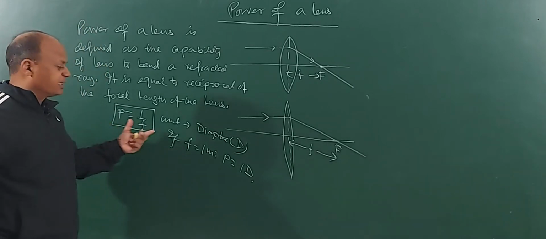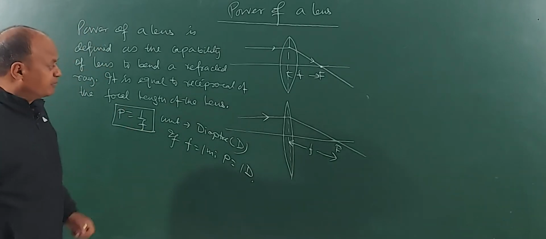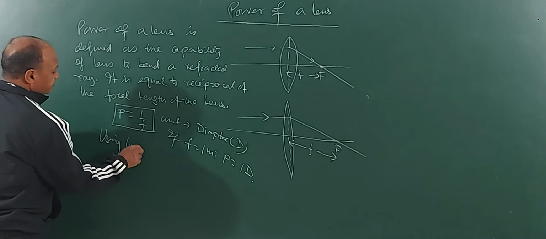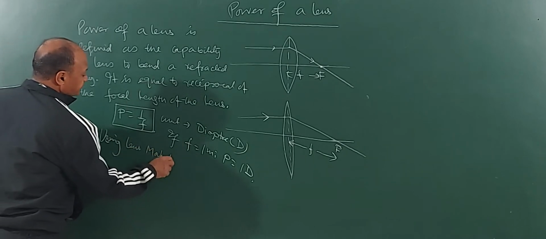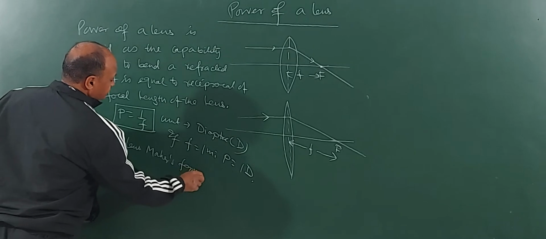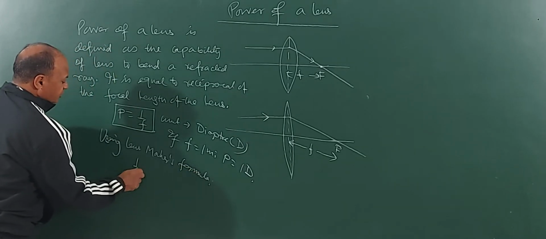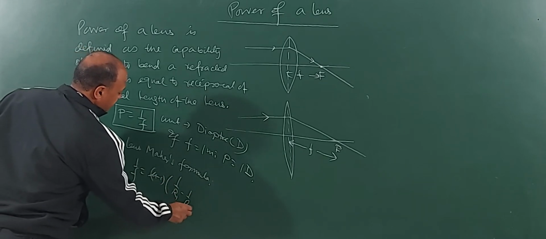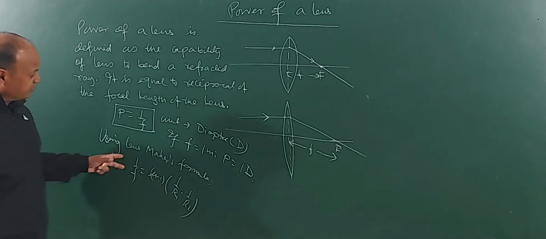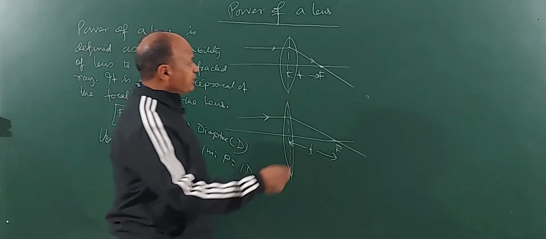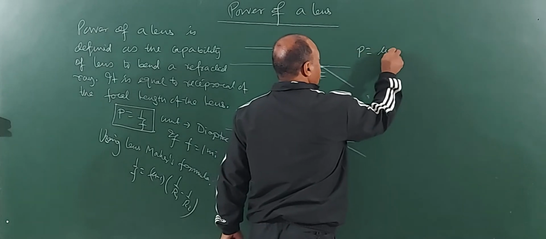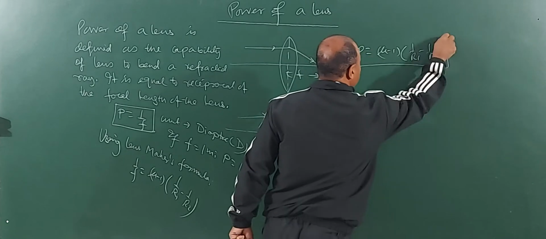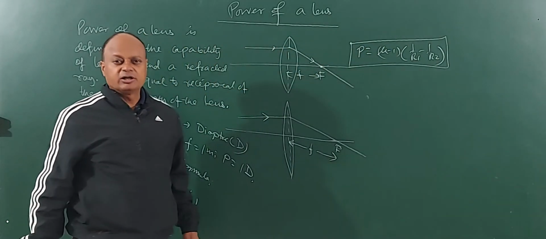Now this power can easily be derived by using lens maker's formula. Using lens maker's formula, we know 1 by F is equal to mu minus 1 into 1 by R1 minus 1 by R2. And how much is 1 by F? 1 by F is equal to P. So here we get a formula: P equals mu minus 1 into 1 by R1 minus 1 by R2. So this is an interesting formula that we got for power of a lens.